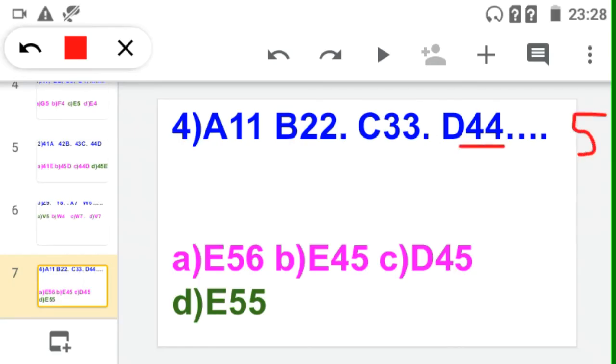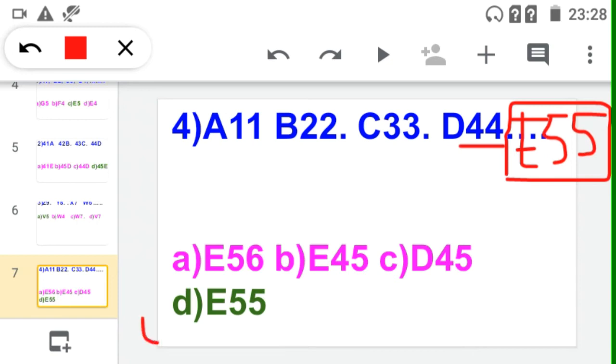After 44 comes 55, and after D, E should be there. So what is the fifth term then? E55. So now see in the options, where is E55? So that is D option.